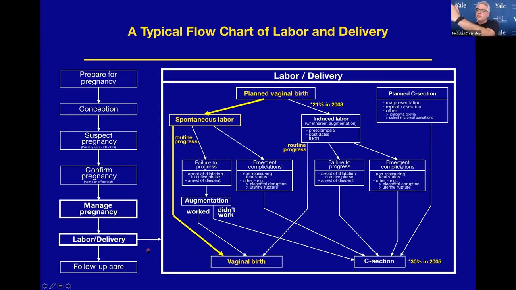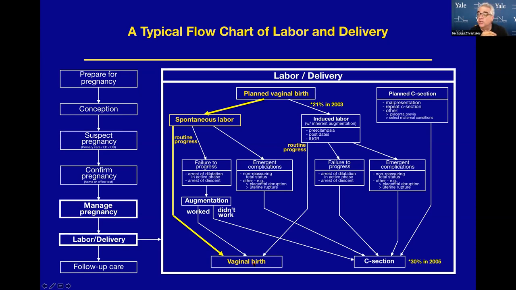And then you go to a different subroutine, over here. Now you enter the labor and delivery subroutine. You can have a planned vaginal birth or a planned C-section. If you have a planned C-section, you go straight to C-section. But under the planned vaginal birth, you might have spontaneous labor, but there could be then a failure to progress. Then there's augmentation. If it doesn't work, you go to C-section. Or you could have emergent complications. If that happens, you go to C-section. And you could have induced labor, and you could fail to progress, and then you go to C-section. Or you could have emergent complications, and then go to C-section. Basically, the only way you can have a normal birth is to sneak by on the side over here in this flow diagram and get down to a vaginal birth.